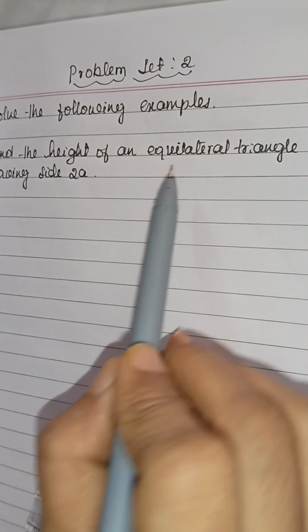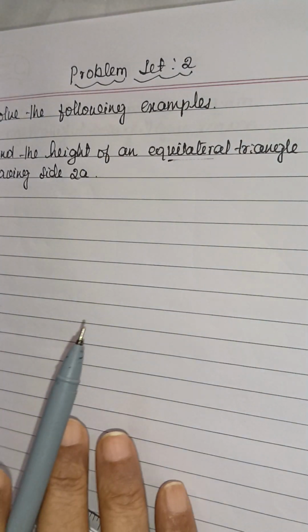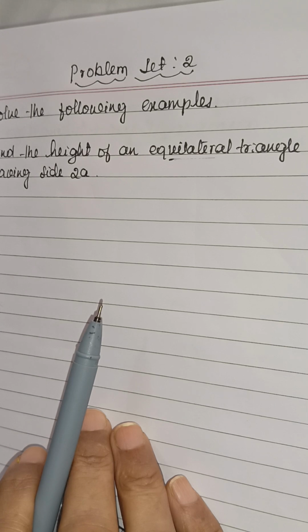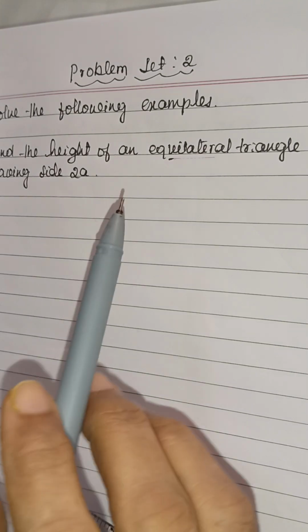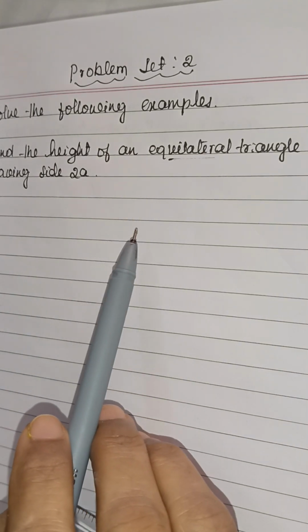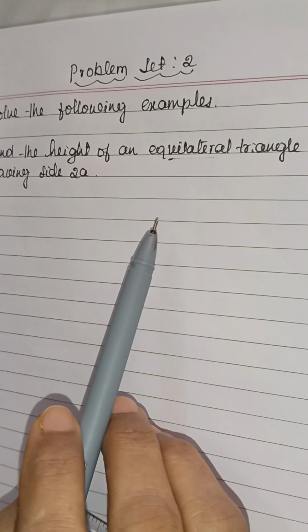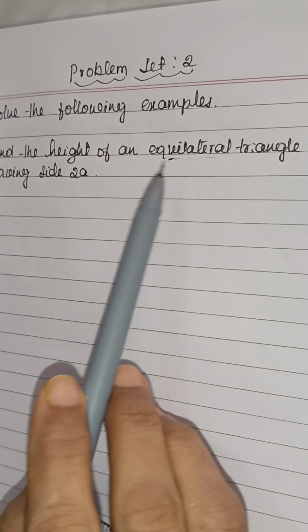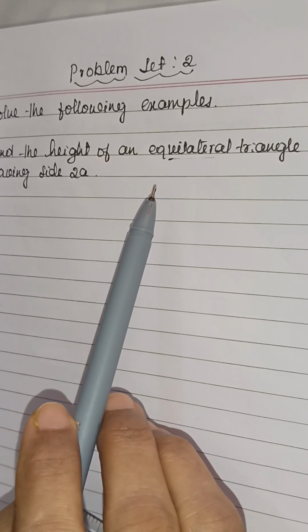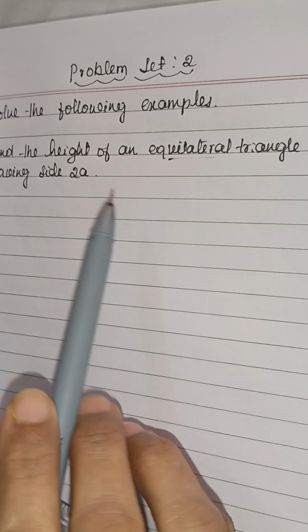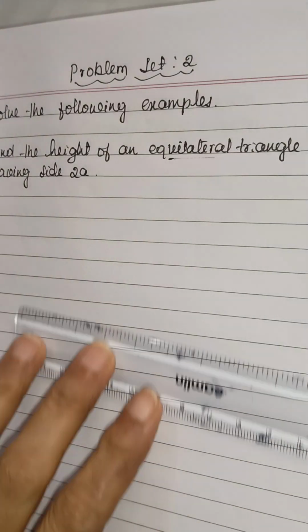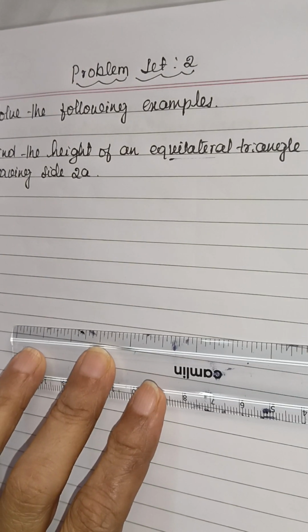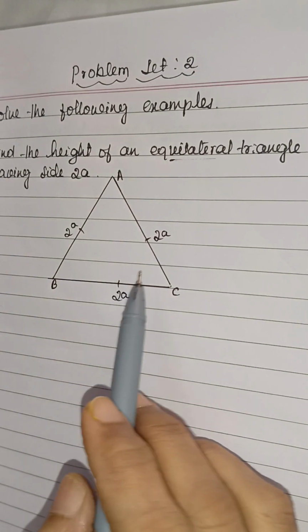Here it is an equilateral triangle. What is an equilateral triangle? An equilateral triangle is a triangle in which all the sides are of equal length and all the angles have equal measures. So let's draw one equilateral triangle. So here is an equilateral triangle.